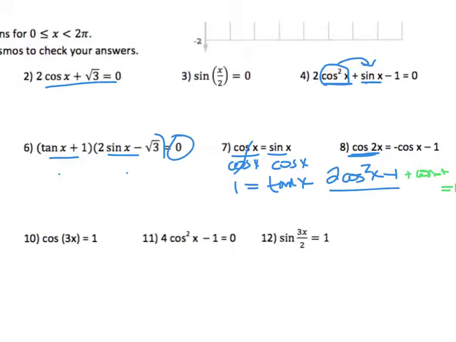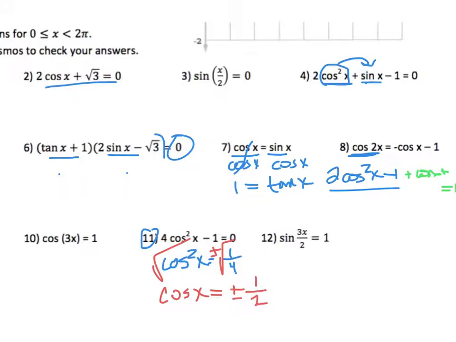And for something like number 11, when we have a squared, do not forget plus or minus. Also, it's good to take the square root of things and simplify them. This is 1 over 4. So when I take the square root of both sides, I've got a plus or minus. So I get cosine x equals plus or minus the square root of 1, which is 1, and the square root of 4, which is 2. And then you can solve it.